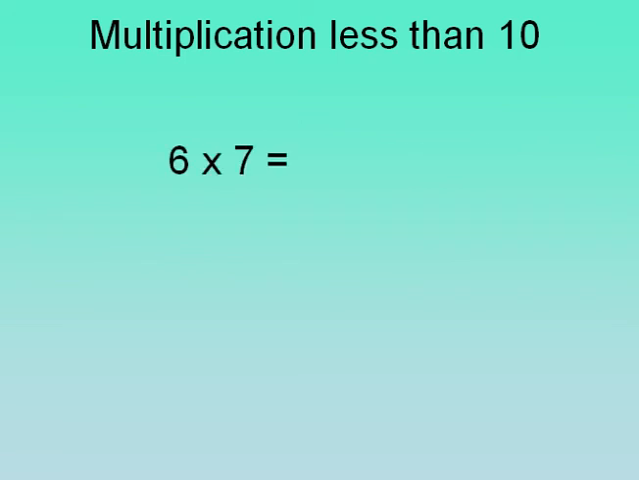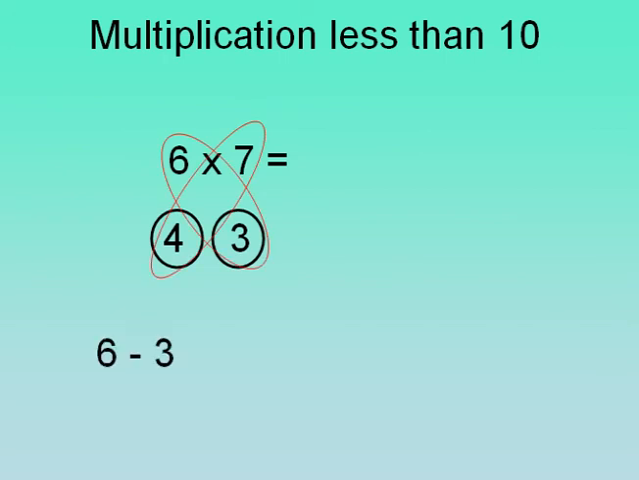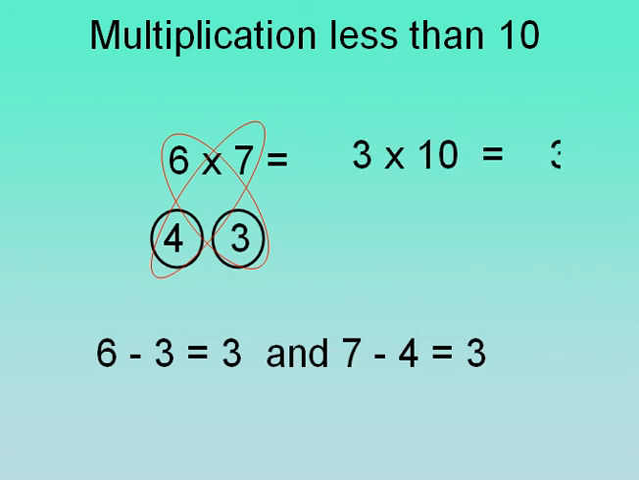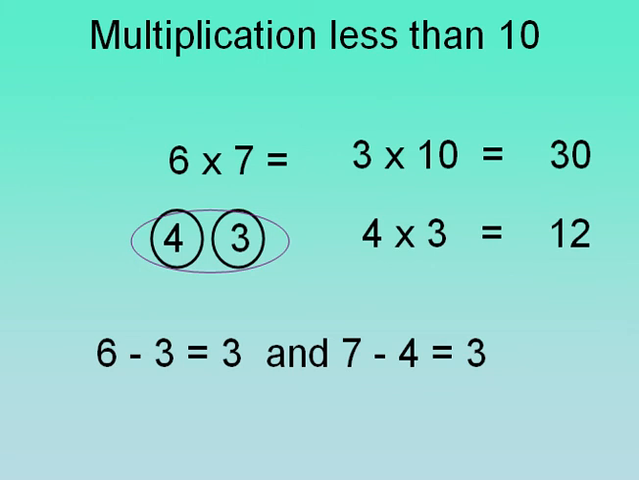Here's another example. 6 and 4 makes 10. 7 and 3 makes 10. We subtract on the diagonal. That gives us 3. We multiply that 3 by 10. And we multiply the number in the circles. 4 by 3 gives us 12. Add them together and we get 42.